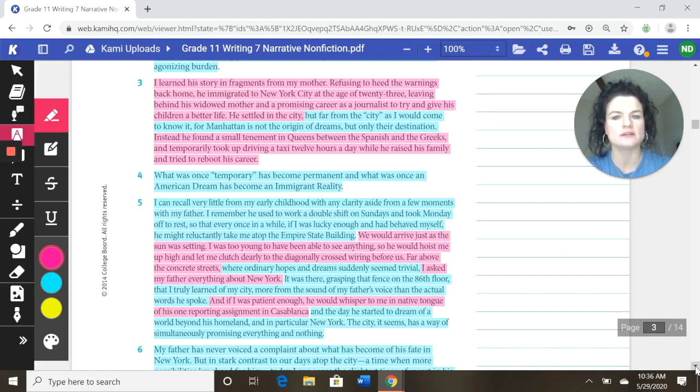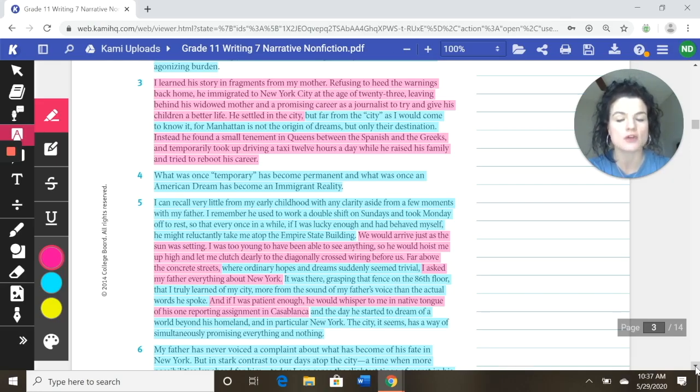I can recall very little from my early childhood with any clarity aside from a few moments with my father. I remember he used to work a double shift on Sundays and took Monday off to rest, so that every once in a while, if I was lucky enough and I behaved myself, he might reluctantly take me atop the Empire State Building. We would arrive just as the sun was setting. I was too young to have been able to see anything, so he would hoist me up high and let me clutch dearly to the diagonally crossed wiring before us. Far above the concrete streets, where ordinary hopes and dreams suddenly seemed trivial.